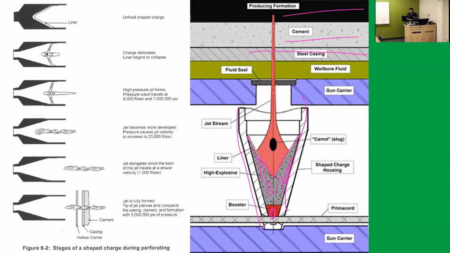Now, imagine the well is like this, and then you are perforating up. This is how this schematic is. I couldn't flip it because of the labels.